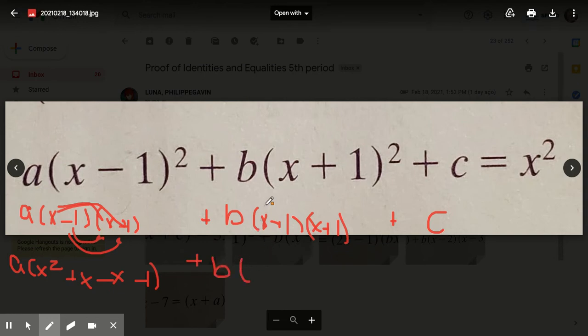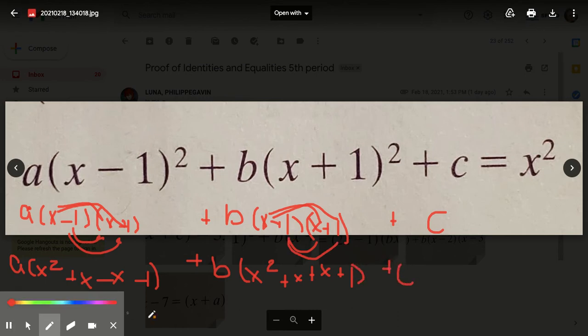times x times x, x squared. x times 1 is x, and 1 times x is x. So plus x plus 1. 1 times 1 is 1. And then plus c, and I'm running out of space here, so I'm going to make it a little smaller down here. So I know that positive x and negative x are going to give me 0, so I'm just going to cross those out.